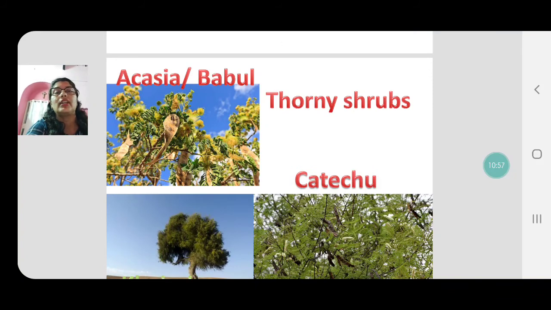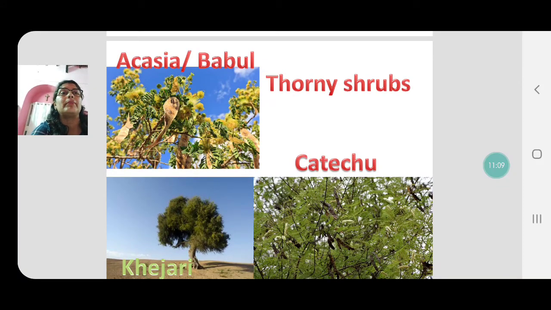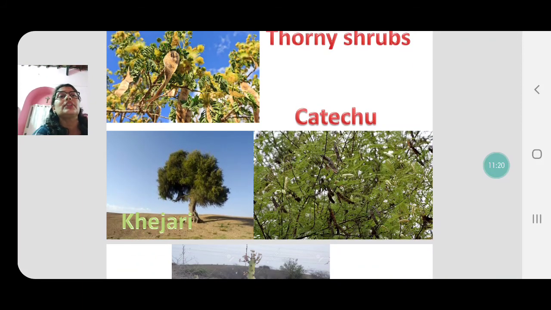Acacia or bubble. Now we come to the thorny shrubs of eastern Rajasthan and the dry regions of the peninsular plateau, especially the rain shadow area. There you find acacia or bubble trees. Remember those yellow flowers you must have seen. As kids I remember having used them as earrings. Thorny shrubs. Katechu, kher. Katechu is a kher tree. Katha is normally made from katechu.